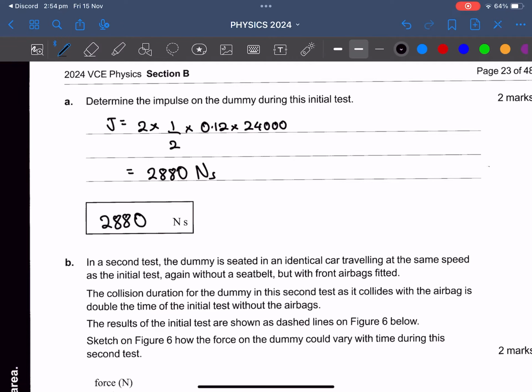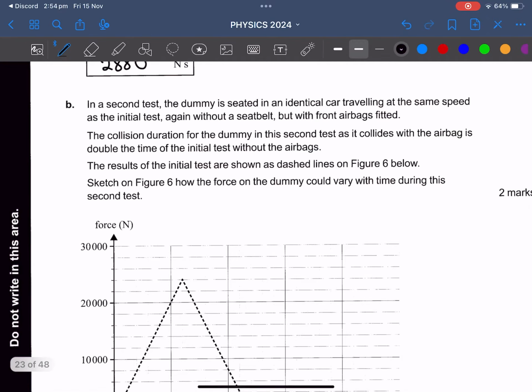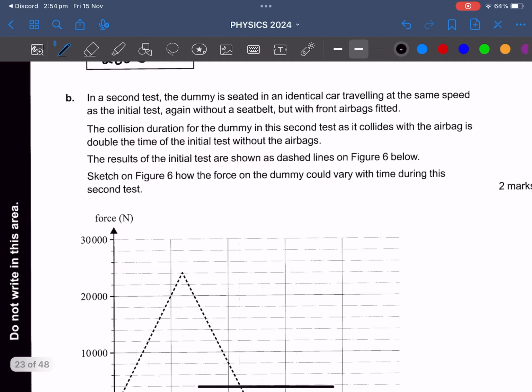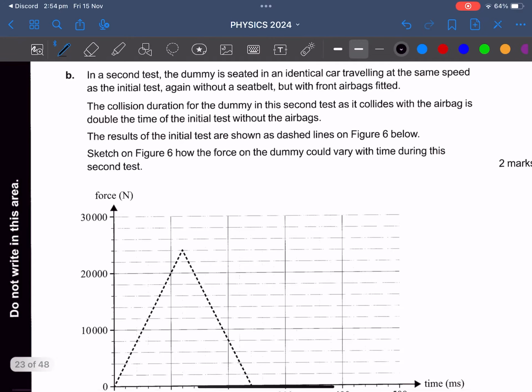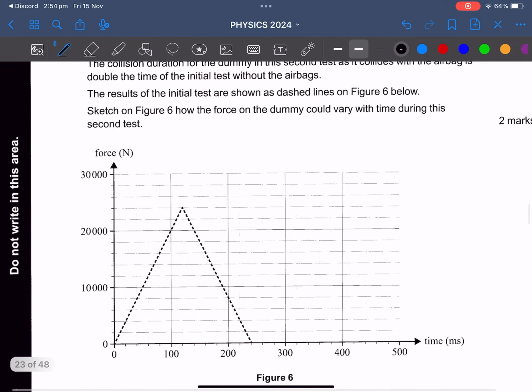2880. In a second test, the dummy is seated in an identical car, traveling at the same speed as the initial test. Again, no seat belt, but with front airbags fitted. The collision duration for the dummy in this second test, as it collides with the airbag, is double the time of the initial test without the airbags. The results of the initial test are shown as the dashed lines. Sketch on figure 6 how force on the dummy could vary with time during this second test.